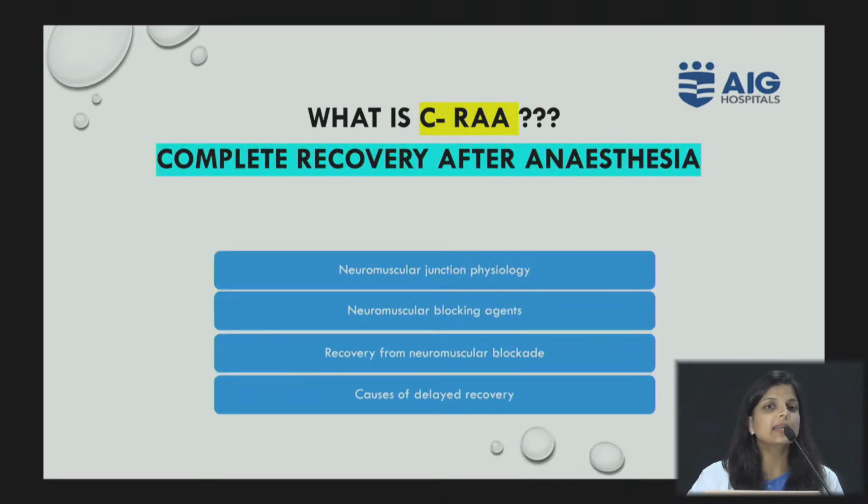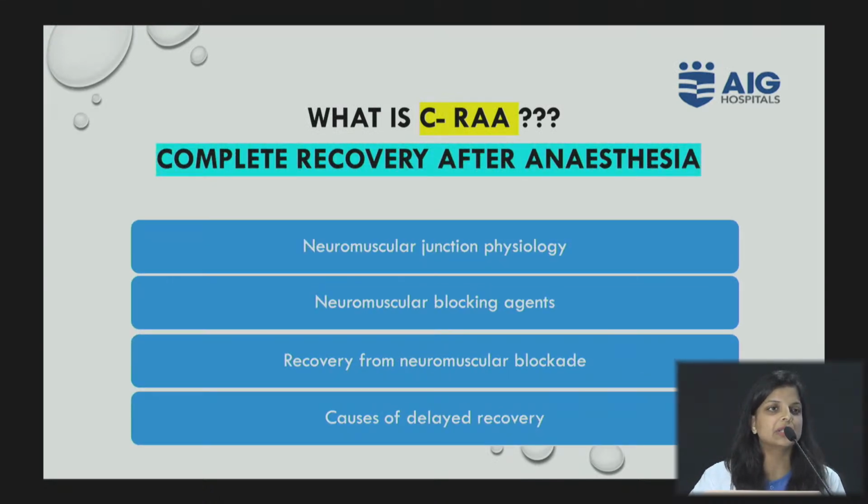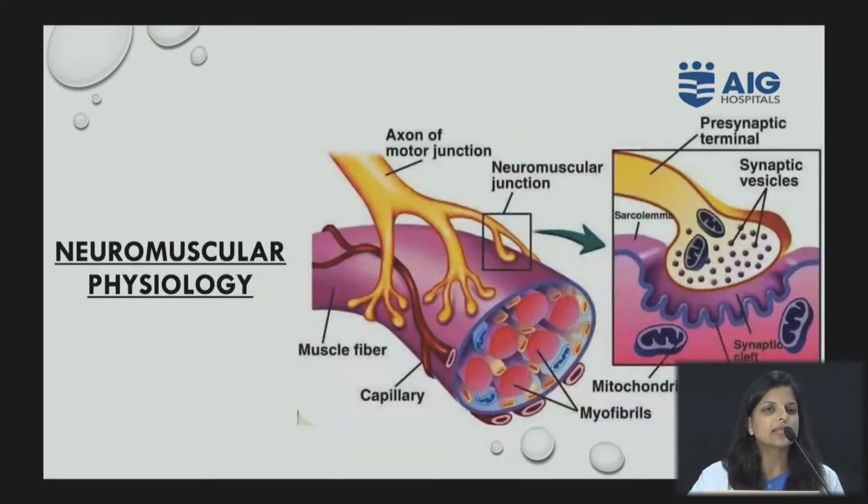So to understand and achieve complete recovery after anesthesia, an anesthetist should understand briefly about neuromuscular junction physiology, neuromuscular blocking agents, their mechanism, as well as the factors that are affecting the recovery of the patient, and the causes of delayed recovery. Starting with neuromuscular physiology, we know that the muscle fibers are innervated by the axon of the motor efferent. This is the picture of a neuromuscular junction. The main transmitter here is acetylcholine.